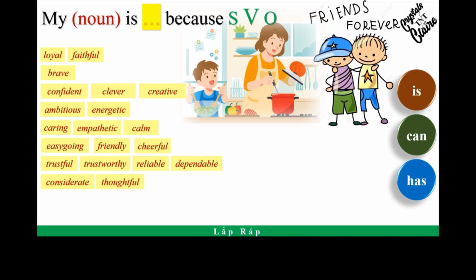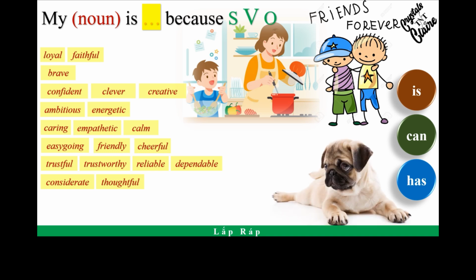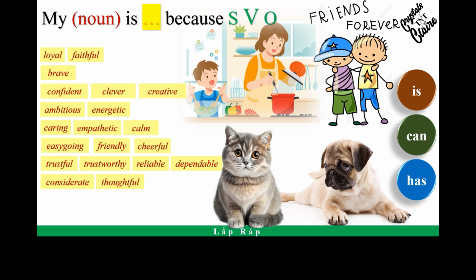My friend, for example, your friend's name is Jack. My Jack is cheerful because he always makes me laugh. Okay, he is the subject, makes is the verb, me is the object, laugh. He always makes me laugh. Next, my dog. Yes, my dog is friendly because he often cheers me up. He often kisses me on the face.